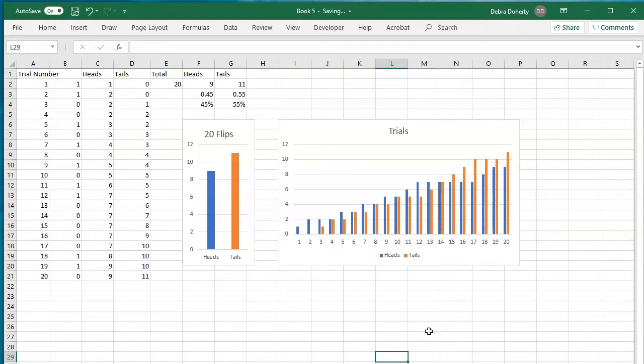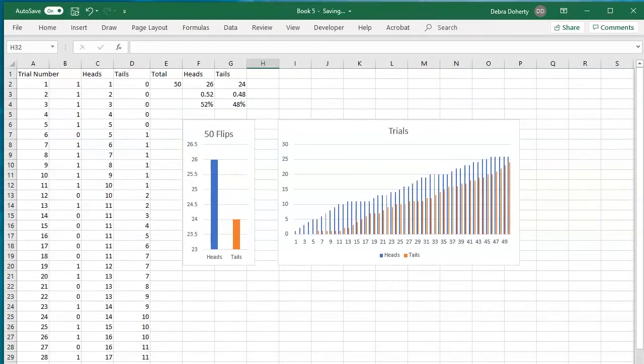So we're going to see what happens when we keep on adding new values, in other words, when we keep on increasing the number of flips. So let's see what happens when we increase it to 50 flips. Okay, now we got about 52 and 48%. No, that's not too bad.